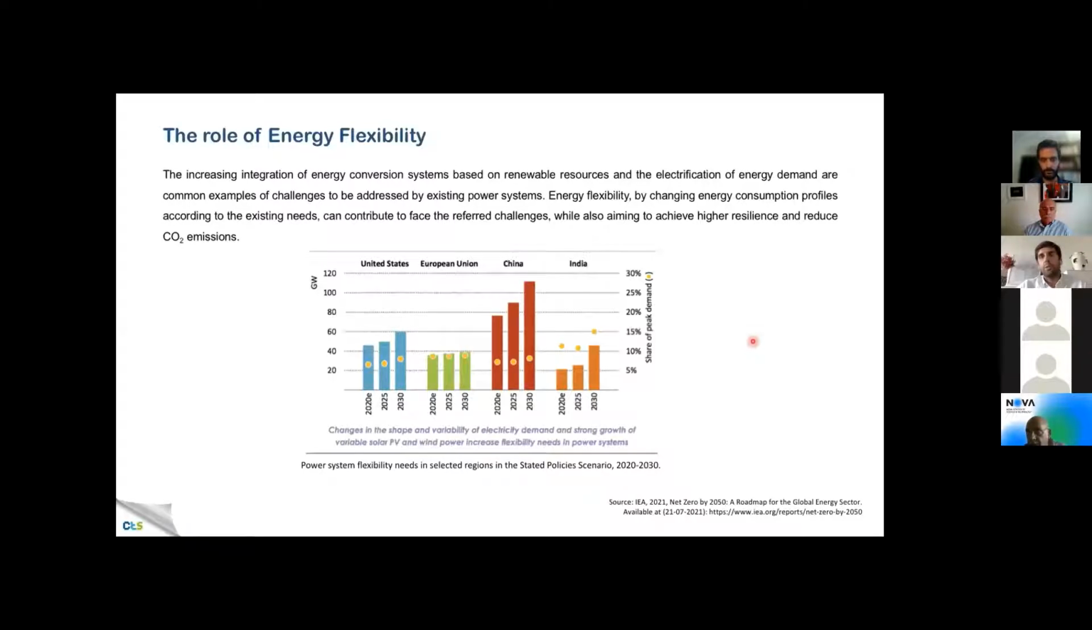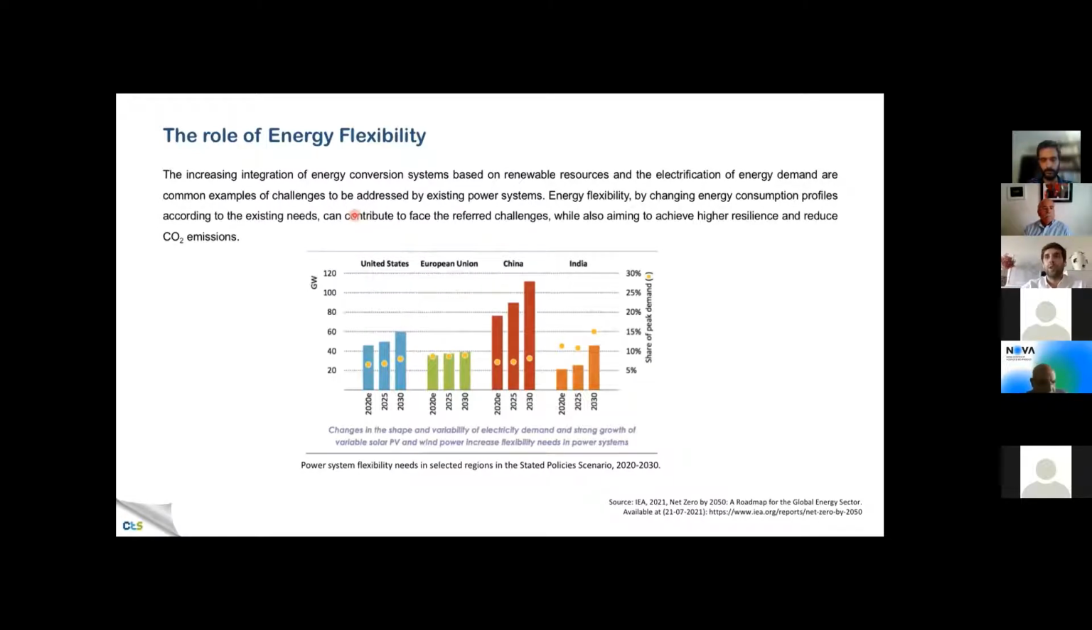So what is the role of energy flexibility? Well, as I explained before, we will observe increasing integration of energy conversion systems based on renewable energy resources. We will observe increasing electrification of energy demand, where the conversion from fossil fuel cars to electrical vehicles is an example. And at the same time, we have to increase the resilience of our grids, because during these extreme weather events, our grids are under higher stress, while we also aim to achieve CO2 reduction. This CO2 reduction I'm referring to is the one associated with electricity production. So the CO2 content per unit of produced energy varies throughout the day.